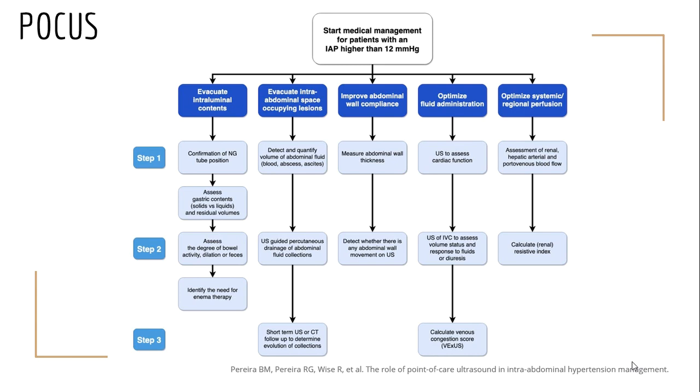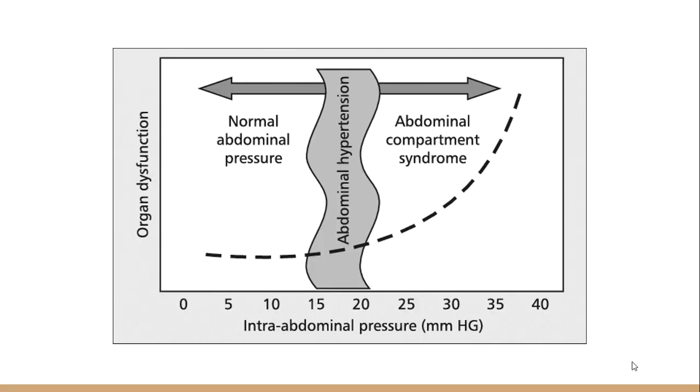Step 2 is assess degree of bowel activity and dilatation or any feces, identify need of enema therapy, USG guided percutaneous drainage, and detection of any abdominal wall movement on ultrasound, and US for IVC and fluid assessment, and calculate renal resistive index. And we can use ultrasound to assess patients at risk of IAH and ACS by using point of care ultrasound.